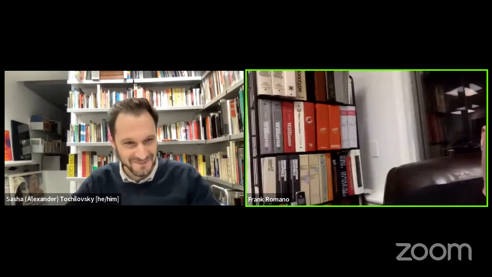Not much. In fact, the type houses. In fact, I'm about to start writing a book on the history of typesetting services. Here are some of the specimen books from typesetting services.